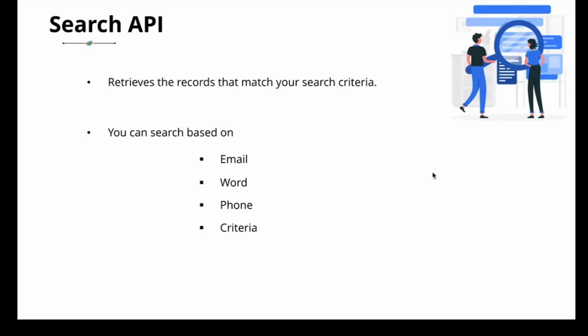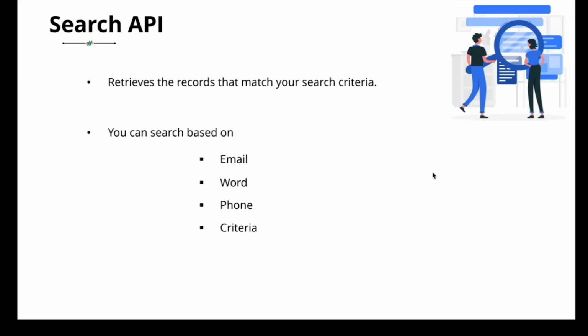So coming to Search API. What is Search API? Just like the name suggests, you want to search for records in a module. When you want to search for records in a module through an API call, you can use the Search API. You can search based on the use case. For example, if you have an email and you want to look for records based on that email, you can use the email in your Search API.